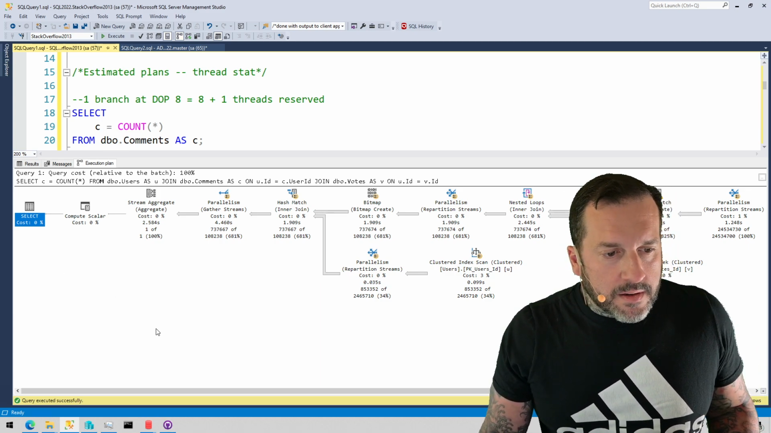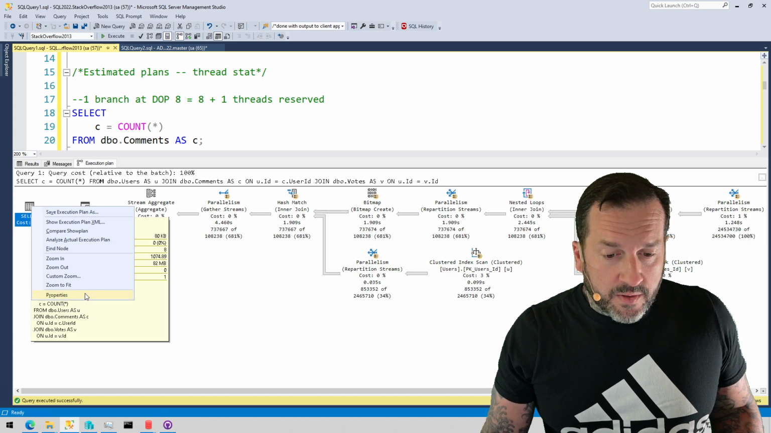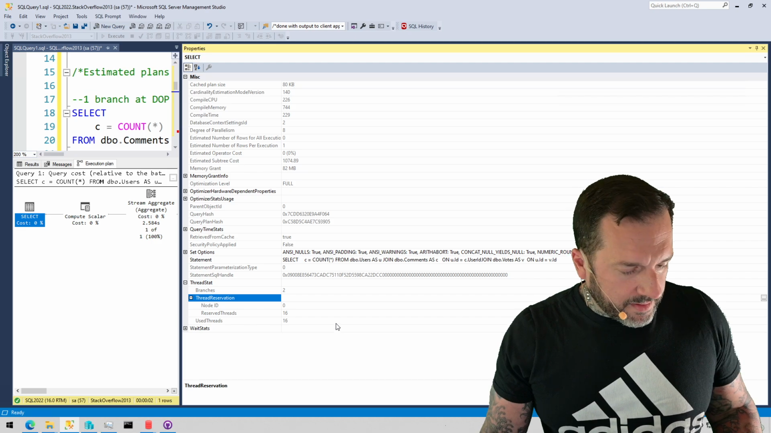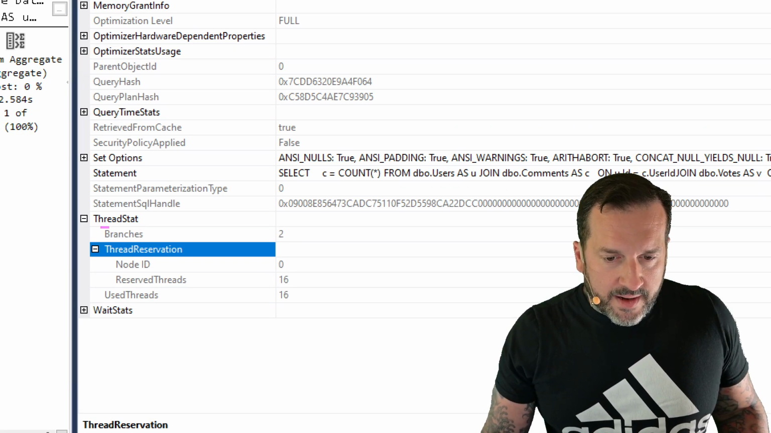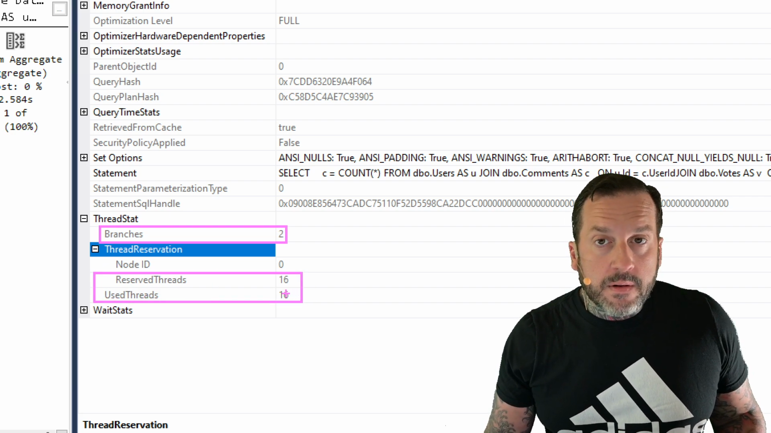Now, sometimes SQL Server can share threads prior to a parallelism exchange. So if we look at the thread stat here, it looks a little bit different. Now we have 2 branches, and we have reserved and used 16 threads there.